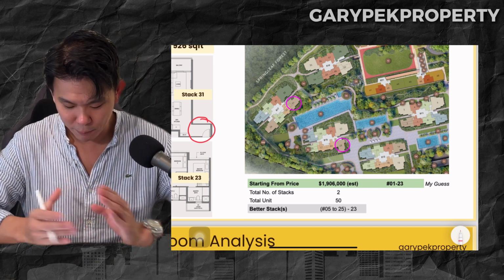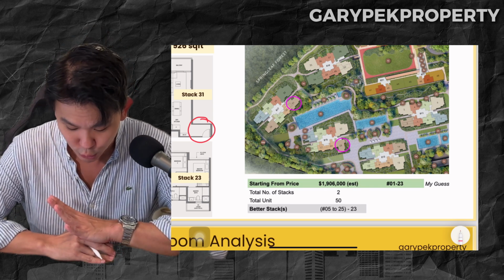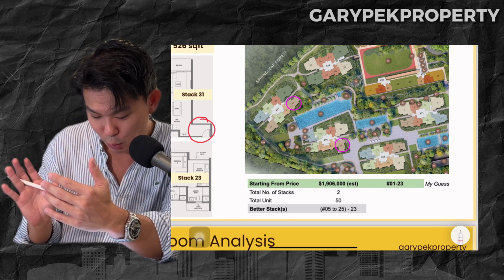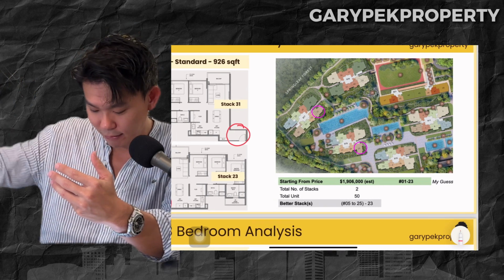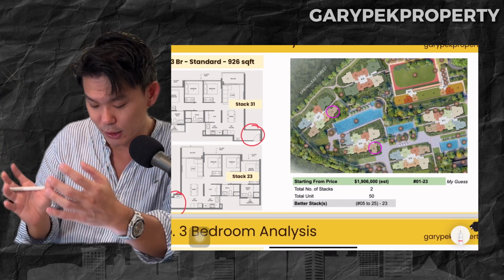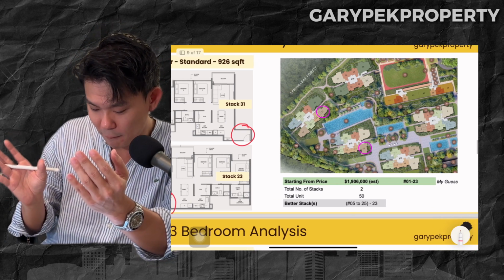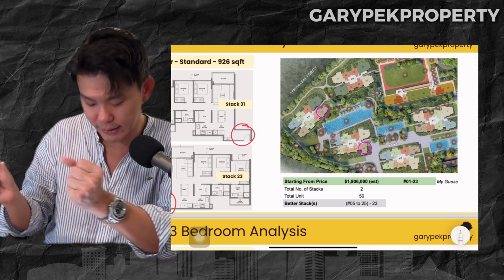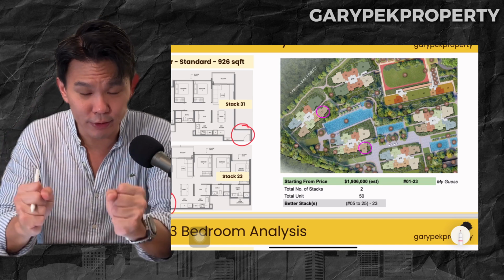As I have mentioned, my preference in this standard layout 926 square feet is still stack 23. Because of the facing, if you notice how it is being directed, right, you will have a nice unblocked landed view of the Springleaf landed enclave, especially if your budget allows and qualifies, you can choose a higher floor unit. Basically, I believe if you are probably 10 and above, you should be able to have a good view of the unblocked landed enclave. So this is how I look at standard 926 square feet unit.